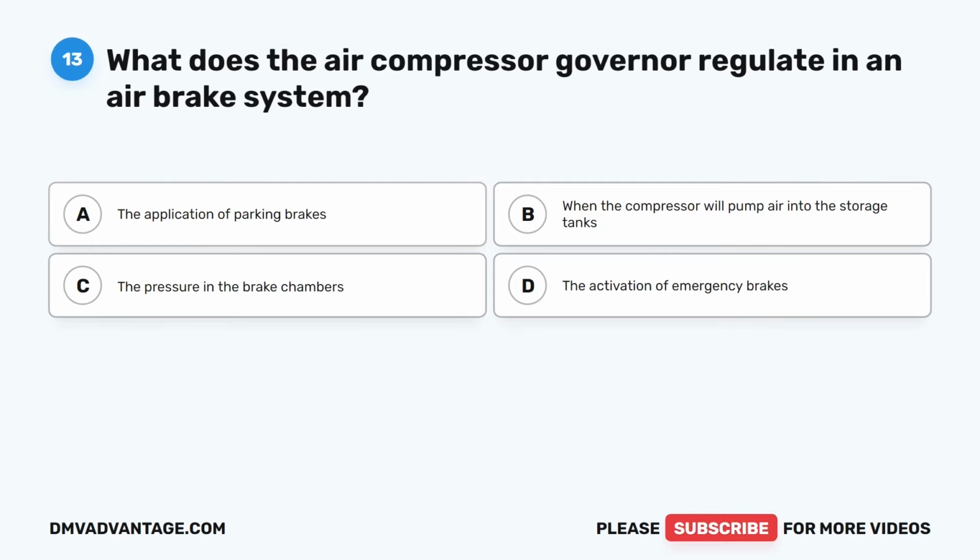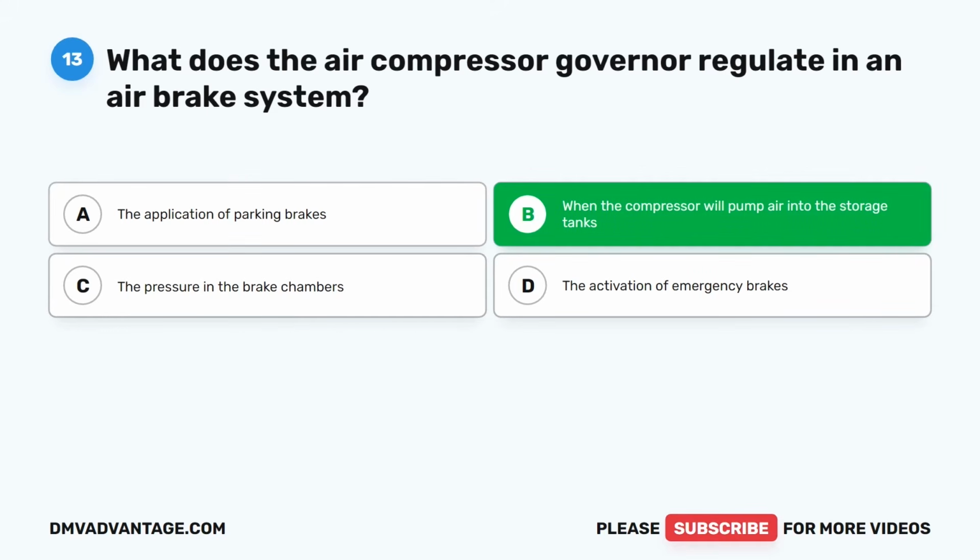Question 13. What does the air compressor governor regulate in an air brake system? A. The application of parking brakes. B. When the compressor will pump air into the storage tanks. C. The pressure in the brake chambers. D. The activation of emergency brakes. The correct answer is B.